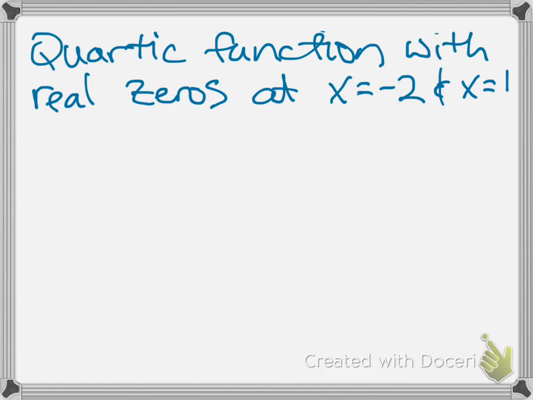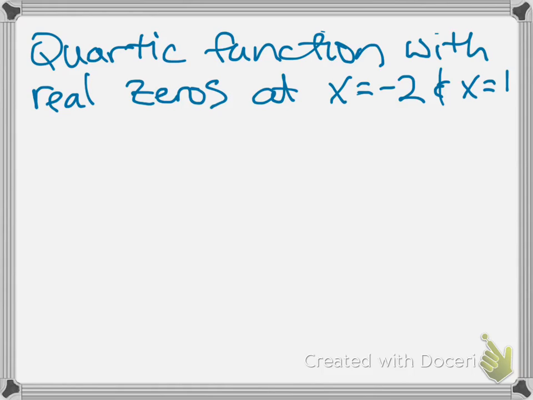All right, let's do one more example of this idea of transforming polynomial functions. Let's say we want to construct a quartic function. Remember that quartic means fourth degree. And we want this quartic function to have two real zeros, and only two real zeros, one being at x equals negative 2, and the other being at x equals positive 1.